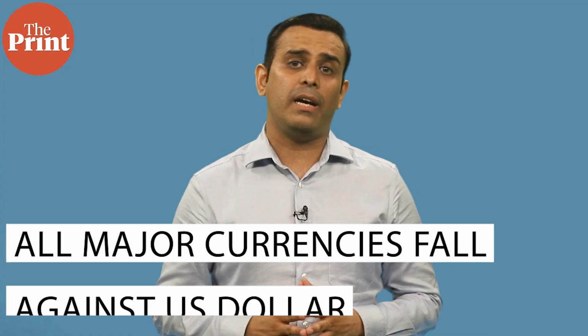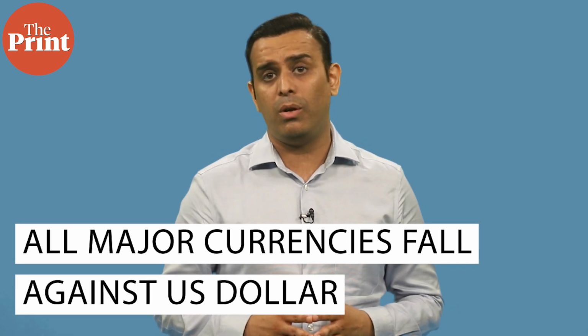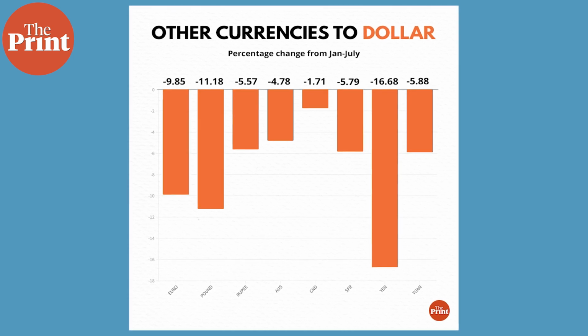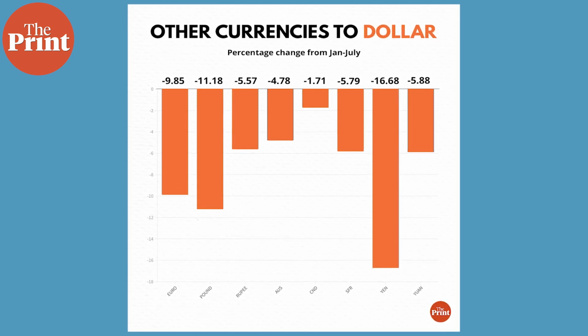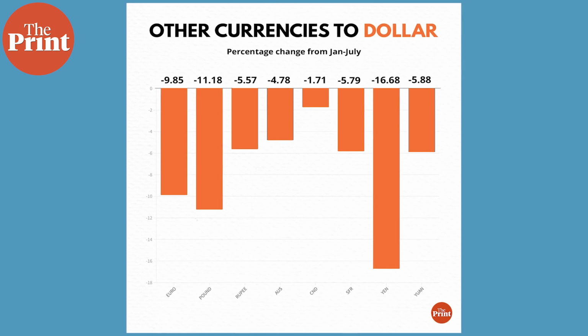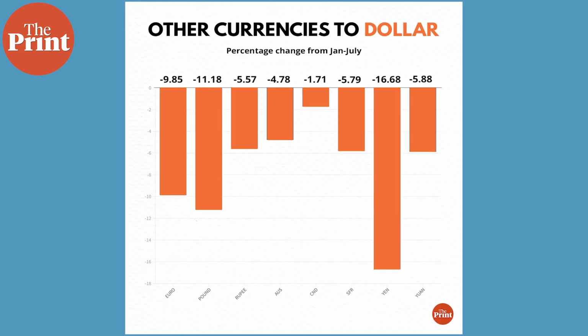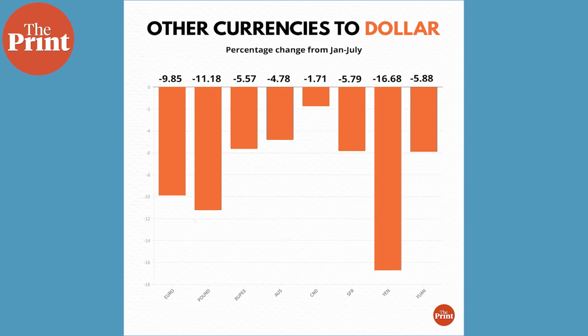All these major trading currencies have fallen against the US dollar in the current calendar year, with the Japanese yen falling as much as 16%. British pound has depreciated 11% against the US dollar, euro by 10%, and China and India have depreciated by 6%.